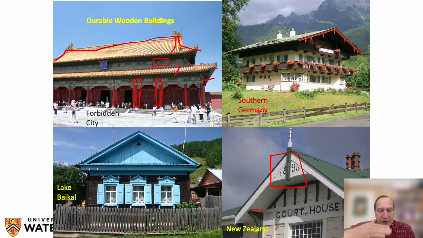Also, the building is raised up on a podium so that the water drains away. And you can see here in southern Germany, they're doing the same thing. This is a place where it rains almost as much as, say, a place like Vancouver, not as much as, say, Halifax. But the ground is sloping away.